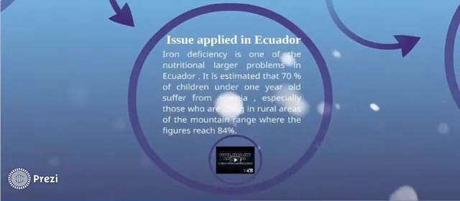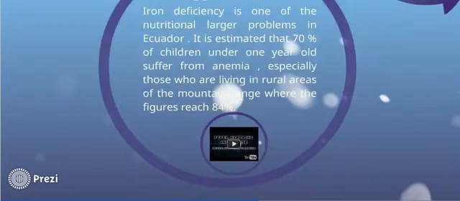Issue apply in Ecuador. Iron deficiency is one of the nutritional problems in Ecuador. It is estimated that 70% of children under 1 year old suffer from anemia, especially those who are living in rural areas of the mountain range, where the figure reaches 84%.